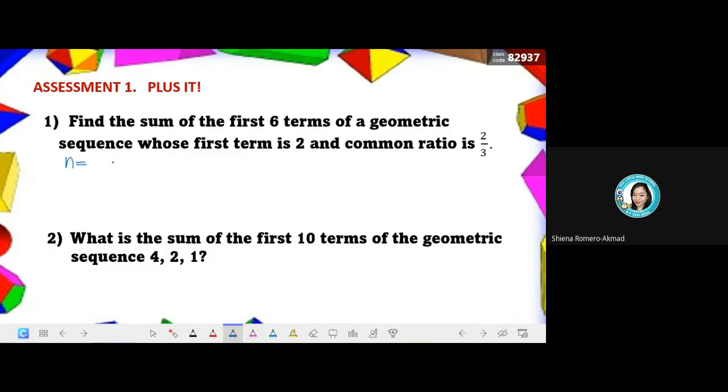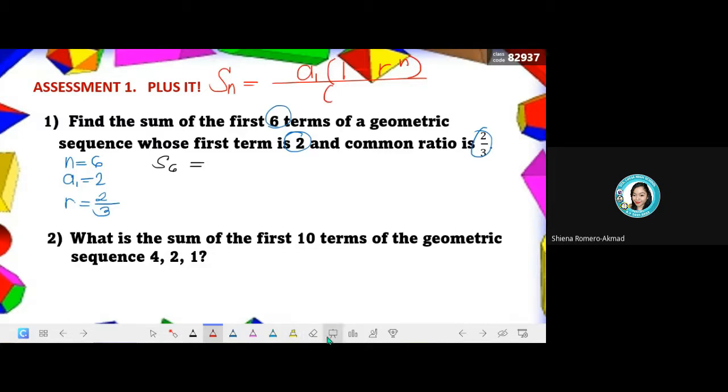Our given is n, which is 6. First term is 2. And the ratio is 2/3. Substitute in the formula. So, we'll have S sub 6 is equal to 6. What is our formula? S sub n is equal to the first term times 1 minus r raised to n divided by 1 minus r.